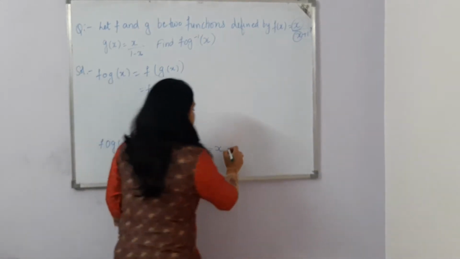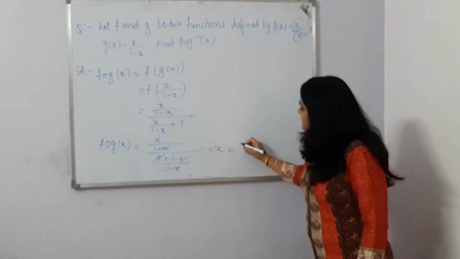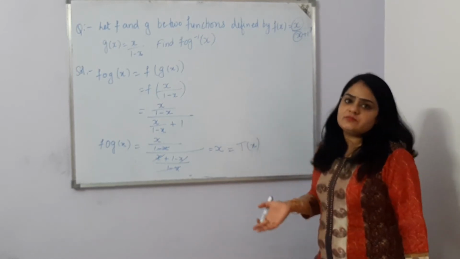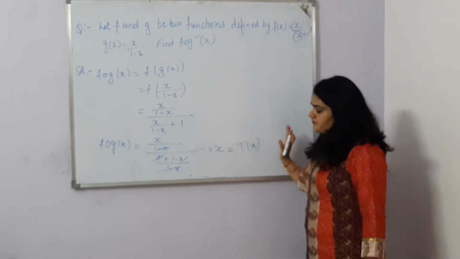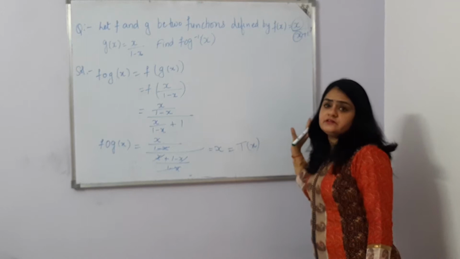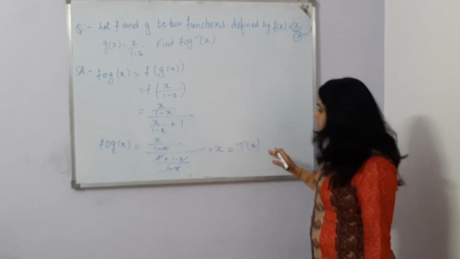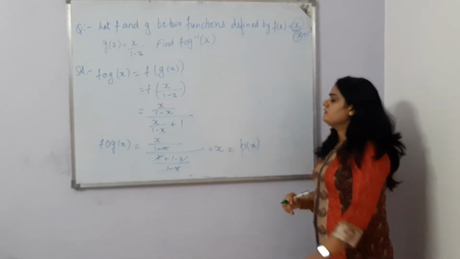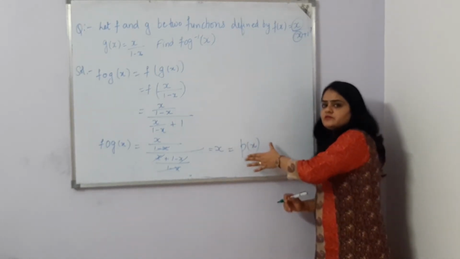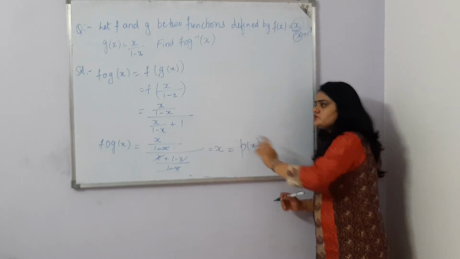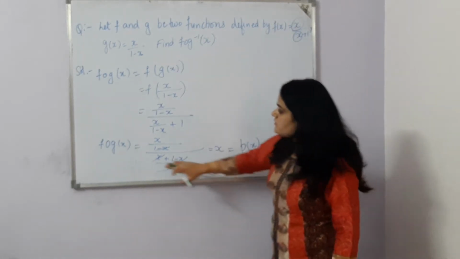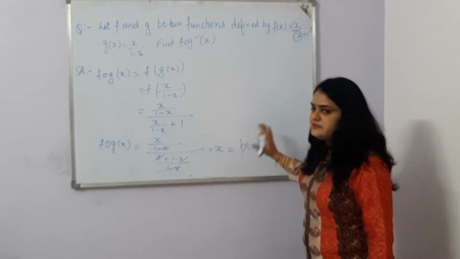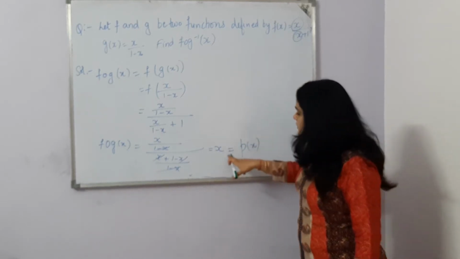Take this function as t of x, lambda of x, or you can take any variable that is easy for you, that you are comfortable with, or you can say p of x. Take p of x, as you are very familiar with p of x. So p of x is equal to x. We substituted f of g of x equal to p of x. We just gave it another name.